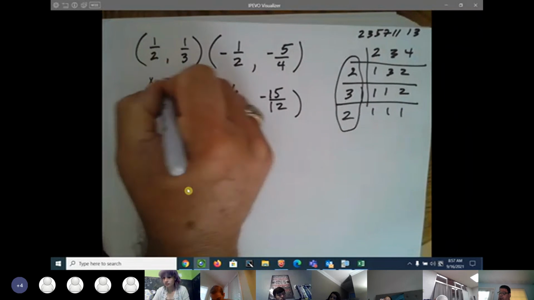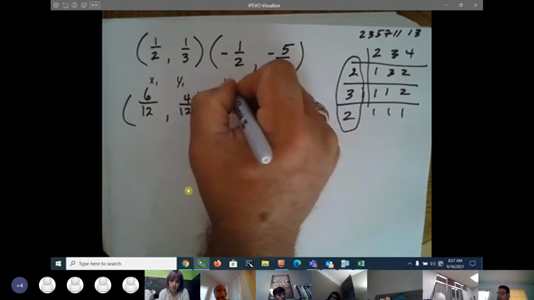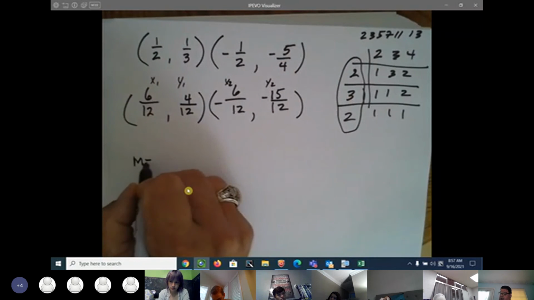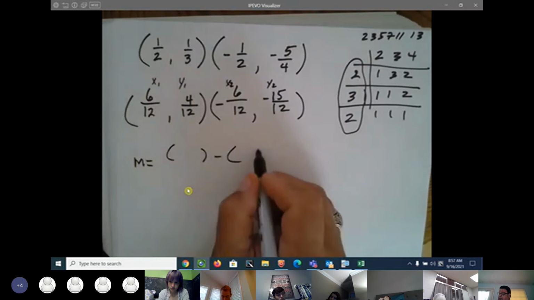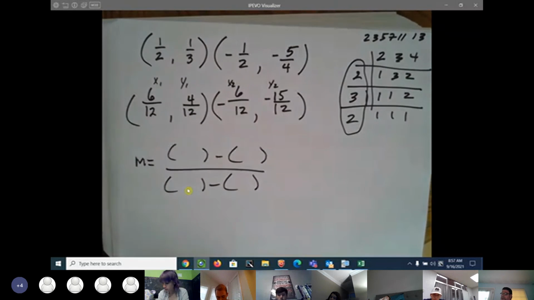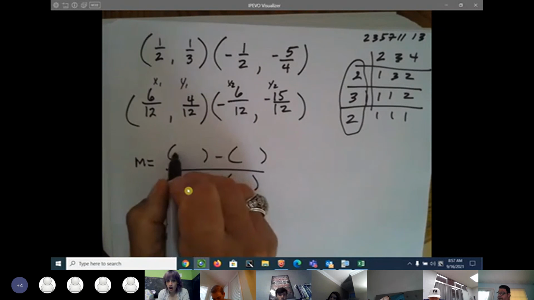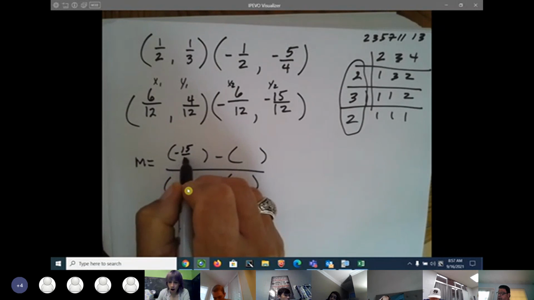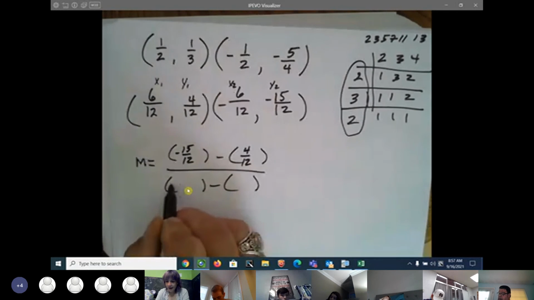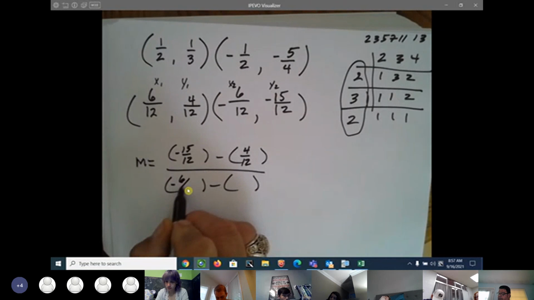So this is x sub 1, y sub 1. This is x sub 2, y sub 2. M is equal to y sub 2 minus y sub 1 over x sub 2 minus x sub 1. Negative 15 over 12, 4 over 12, negative 6 over 12, and 6 over 12.